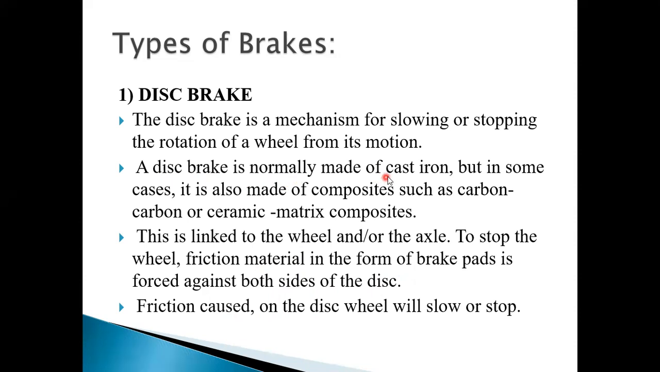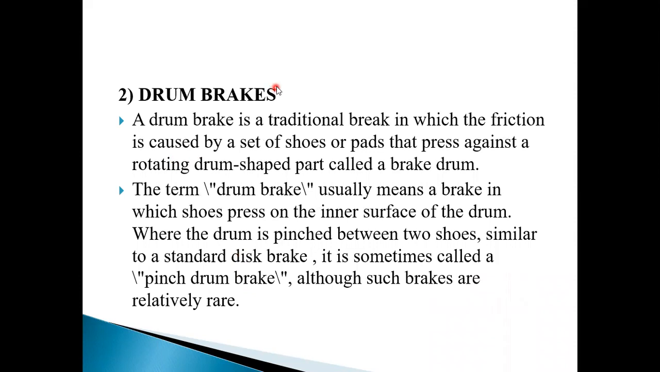The disc brake is normally made of cast iron, but in some cases it is also made of composites such as carbon or ceramic matrix composites. To stop the vehicle, we have to create friction between the brake pads and the wheel, with friction material in the form of brake pads forced against both sides of the disc. This is called the disc brake.